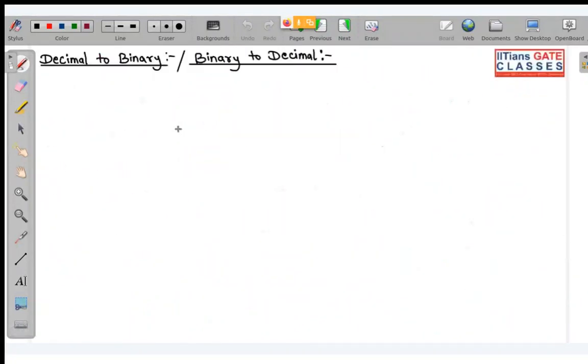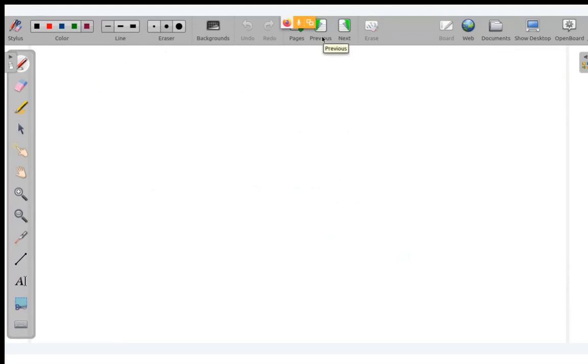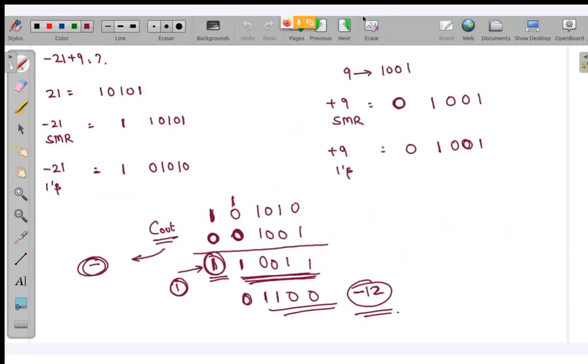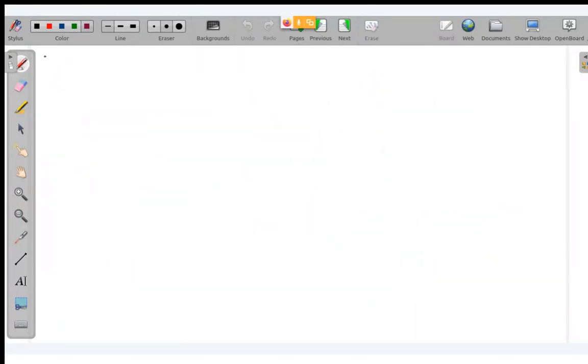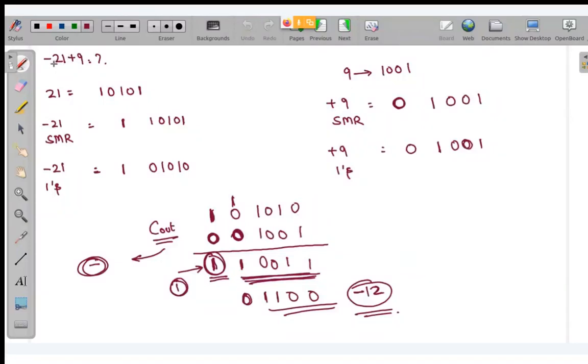Okay, once again I will show it to you guys. Suppose what we do, minus 21 plus 9 was the example. So this was 1's complement. Carry out generated, so I haven't added this. Okay, once again I will do this. Let us once again take this minus 21 plus 9. Yes, I also remember I have taken this example.